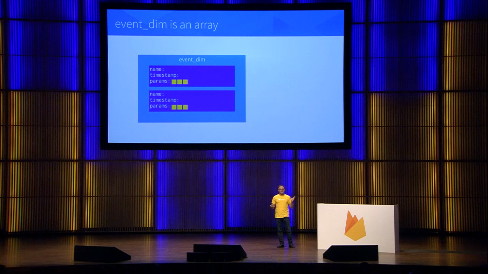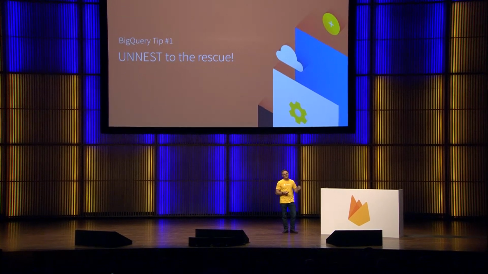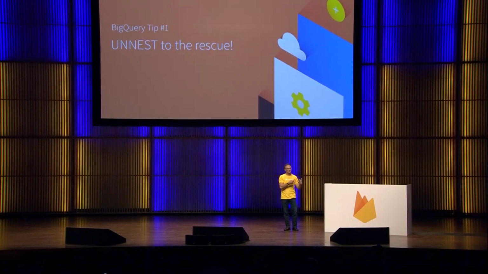The issue here is that event dim is an array. It's an array of 1 to 5 different events all bundled together. And while it might contain objects that have a name property, event dim itself doesn't have a name property. It's just an array. So how do we get at this data? Well, we're going to get to our first tip, which is using unnest to extract any data that we have stored in an array.